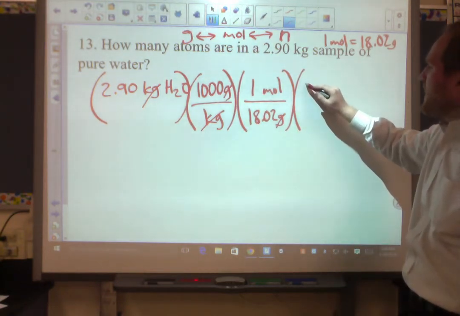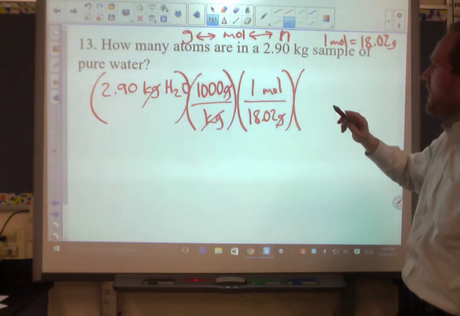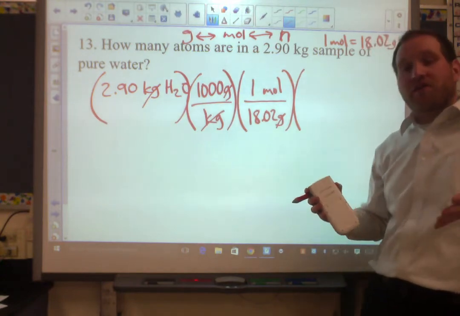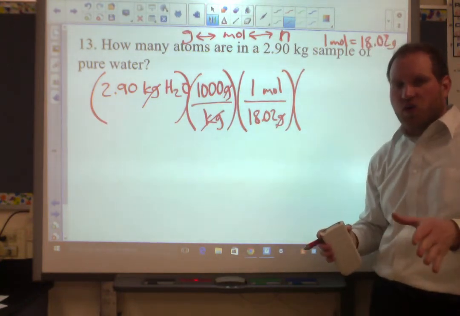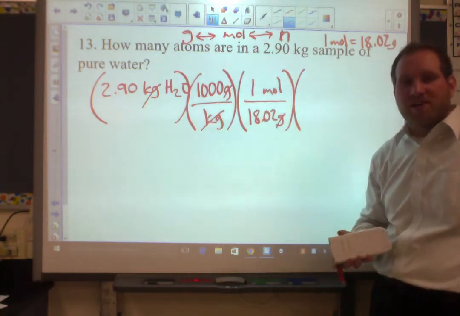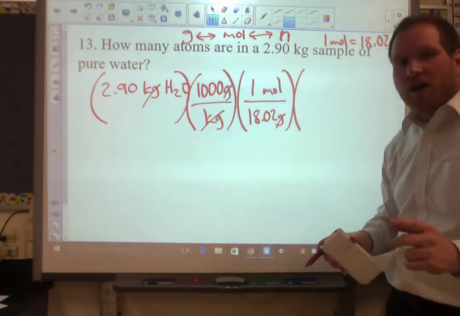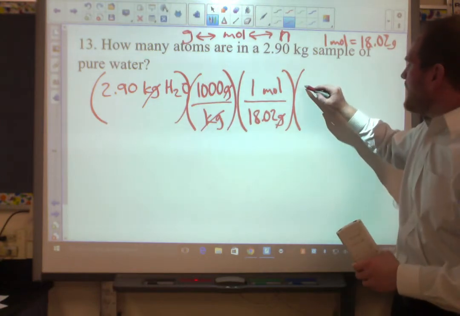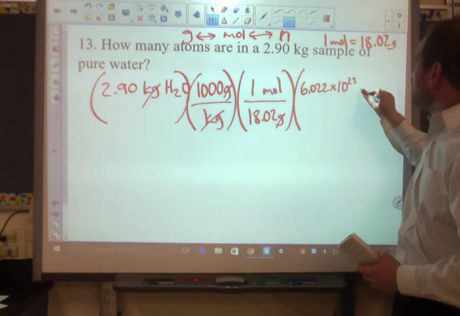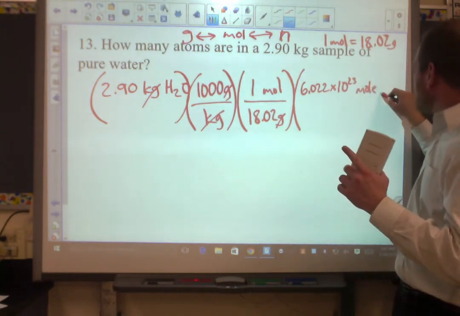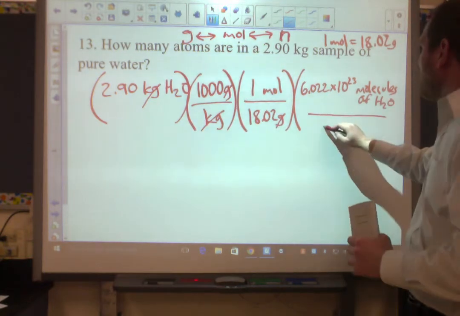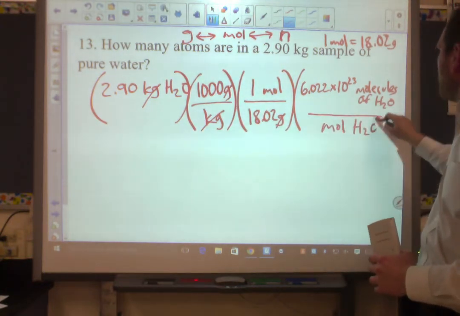So I'm going to use Avogadro's number, but here's the tricky part. I told you the mass of water. That tells you, using Avogadro's number is going to give us the molecules of water, because that's basically the molar mass. 18.02 is a molecule of water, not an atom of water. So I'm going to multiply this by 6.022 times 10 to the 23rd molecules of H2O per mole of H2O.